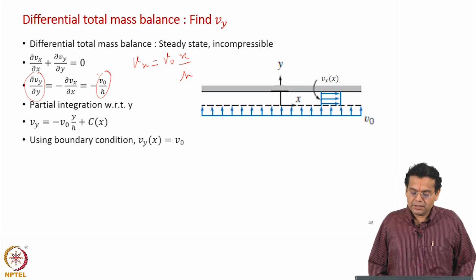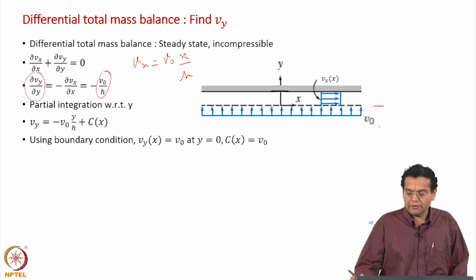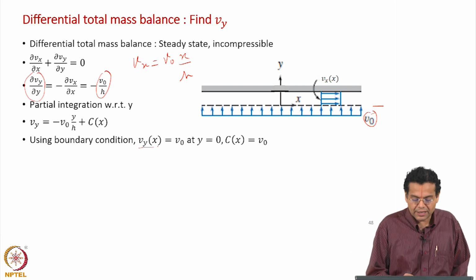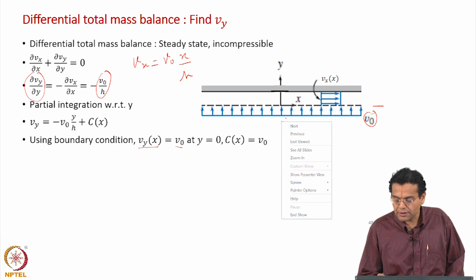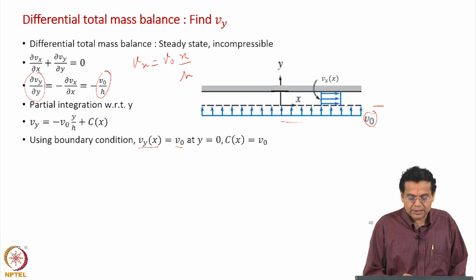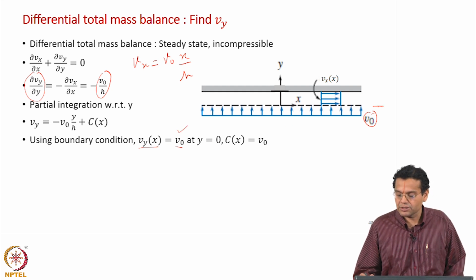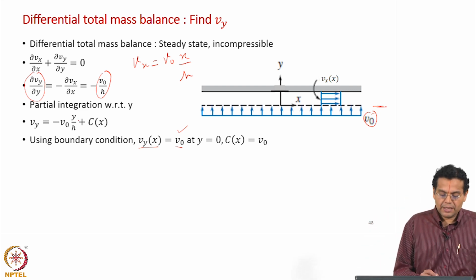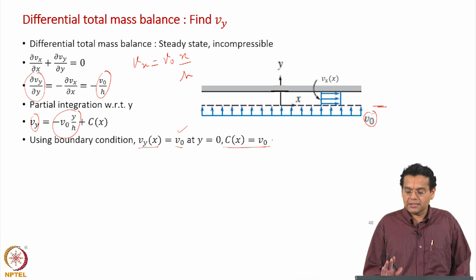What is the boundary condition? At this surface you have a vertical flow of V naught. So, V y of x is equal to V naught. We also assume this V naught is uniform throughout this length, that is why V y as a function of x is just a constant V naught at y equal to 0, which is this porous wall. So, when you substitute here y is 0 and V y is V naught. So, the constant, which can be a function of x, is here just the constant V naught.